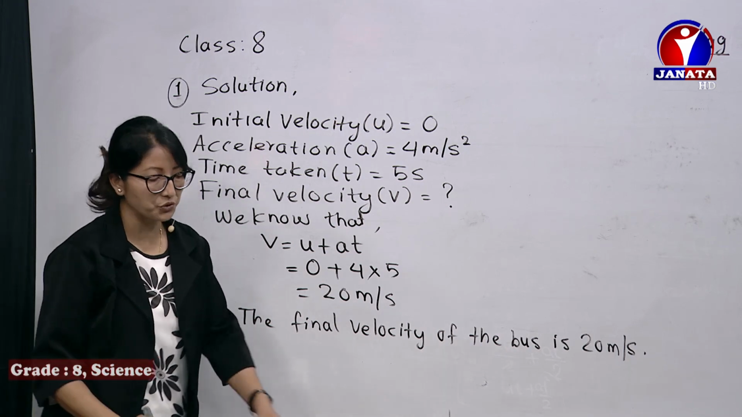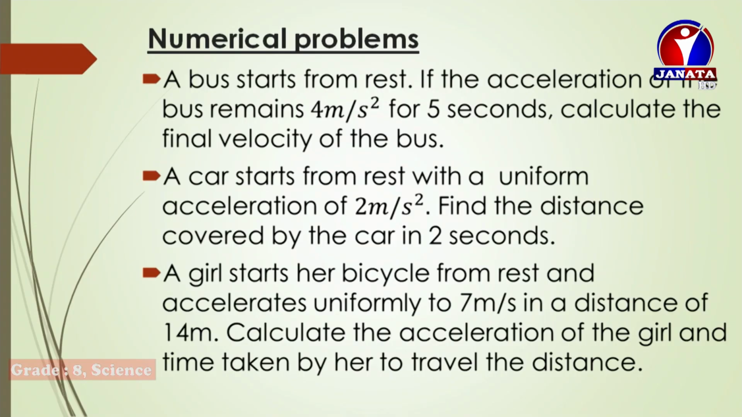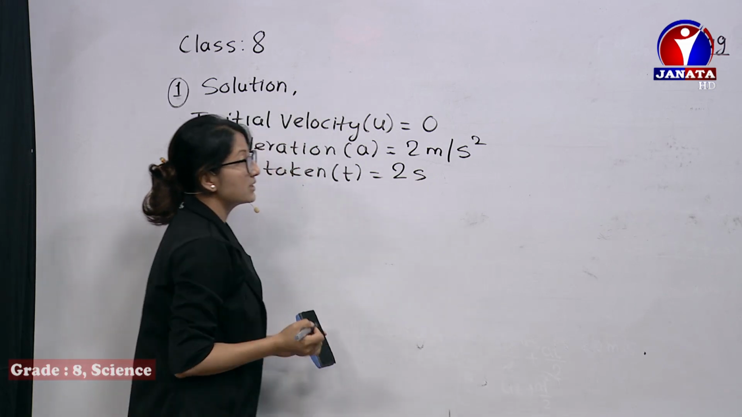Now let's move to the second question. According to the second question, we have a car that starts from rest with a uniform acceleration of 2 meter per second square. So I'll just make this 2 meter per second square. It starts from rest, so initial velocity is 0. And the time taken here is 2 seconds.